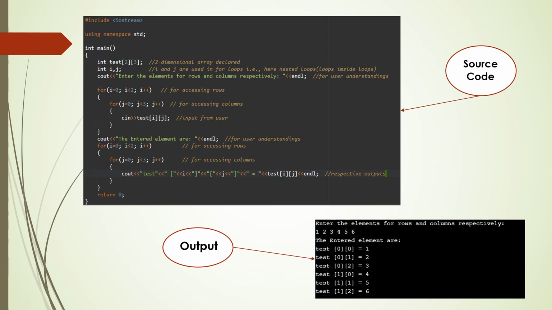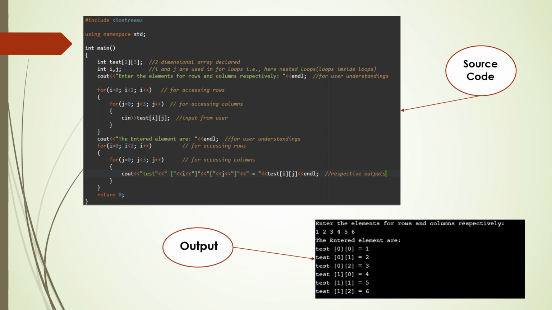Firstly, I have declared a 2D array which will hold a total of 6 elements. That is, 2 rows and 3 columns. Then I declare 2 variables for the nested loop, that is i and j. For storing a value in a 2D array, we use nested loops, that is, a loop inside a loop. The first loop is for accessing rows and the second is for accessing columns, and then it will take input inside that. See the source code.